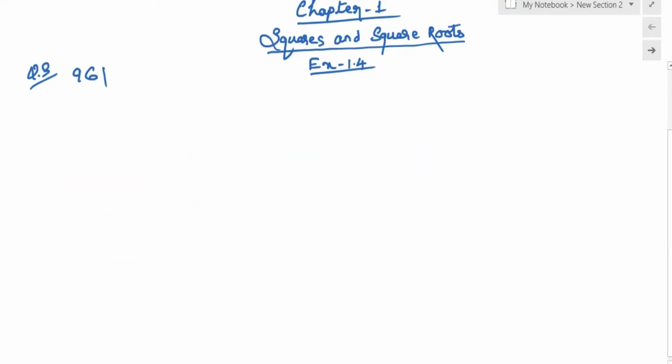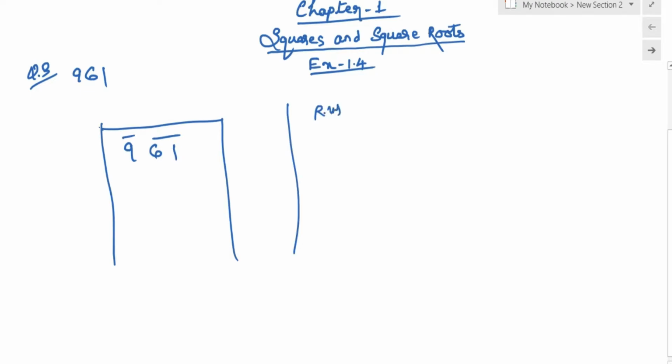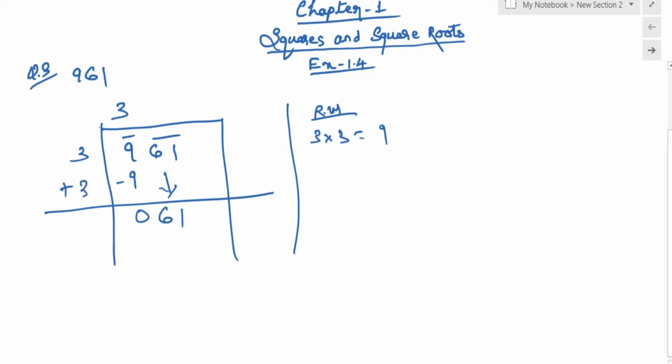Now next question is 961. Again we'll put it in the box, that is 961, and then we'll take the pair. 61 will be in pair and 9 will be alone. Now again we'll make a rough work. Now again you know that 3 3s are 9, directly ले सकते हैं हम. So we'll go ahead with this. 3 3s are 9 and 9 - 9 is 0. 61 will come down and the same digit you need to add up. 3 + 3 is 6. One digit will be vacant for solving this, and that is 61 ones are 61. Remainder is 0. So we'll write down square root value of 961 is 31.